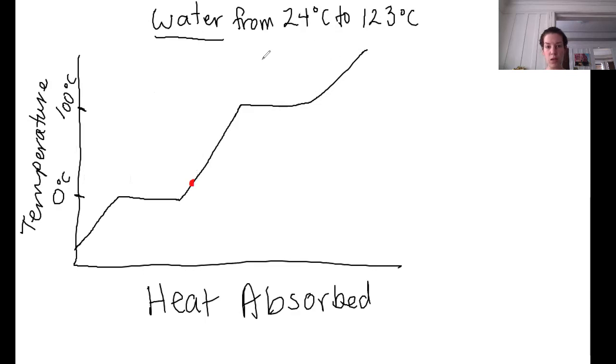So for this scenario, anything below 24 degrees, I shouldn't have in my graph because this is where my water is starting. It's starting at 24. So what I'm going to actually do is I'm going to erase. Whoops, that was not the eraser I wanted. Let's undo all of that. Let me see if there's a better eraser.